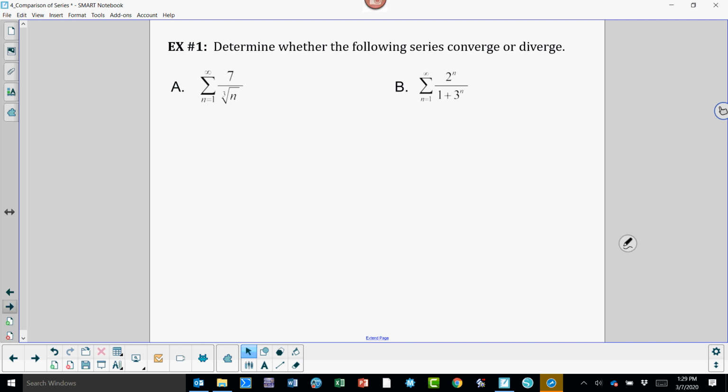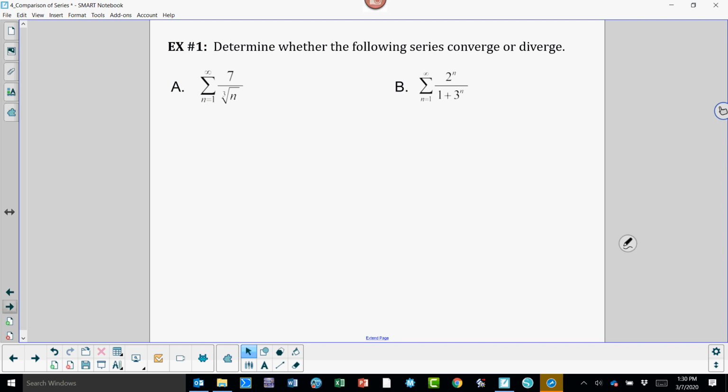So first thing we have to do, if we're going to use a comparison test: if I'm on homework or I'm on a test and it says use the direct comparison test, you have to use it. So we're going to use it on these examples. But then again, if I get to choose, I'm almost never going to choose that, okay? So here I know that's what I need to do. The first thing I need to do is look at the series on part A here, and I need to figure out, do I think it converges or diverges?